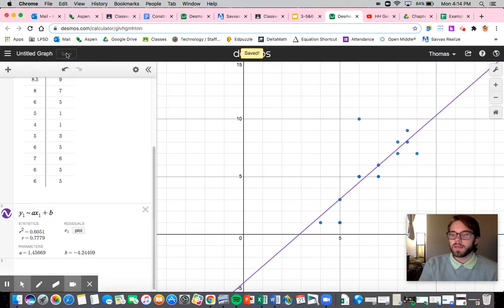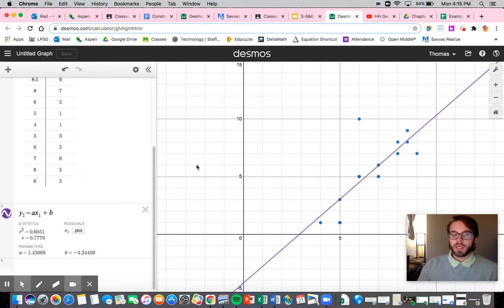All right, so when I save that, you also should notice that the link up here, if I were to copy this, the browser, changed a little bit. So that way, if I were to click on this link, now it would go directly to this graph.